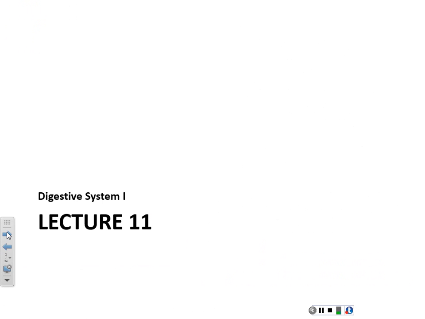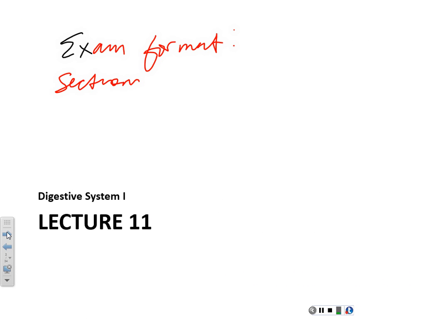As usual, the first thing we do is talk about exam format. This one is going to be slightly different in that we're going to have 4 sections in it. Section 1 is our usual multiple choice, 25 times 1 equals 25 points.